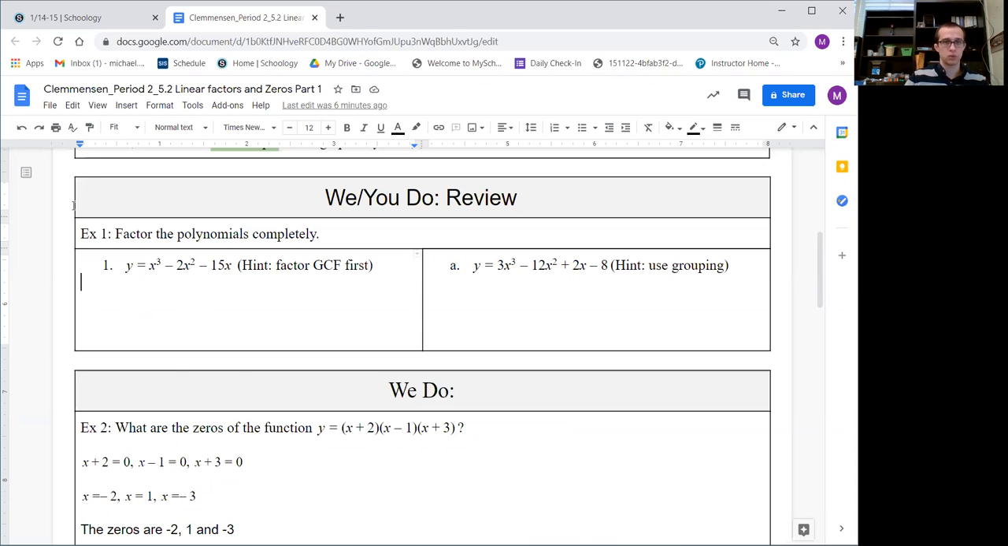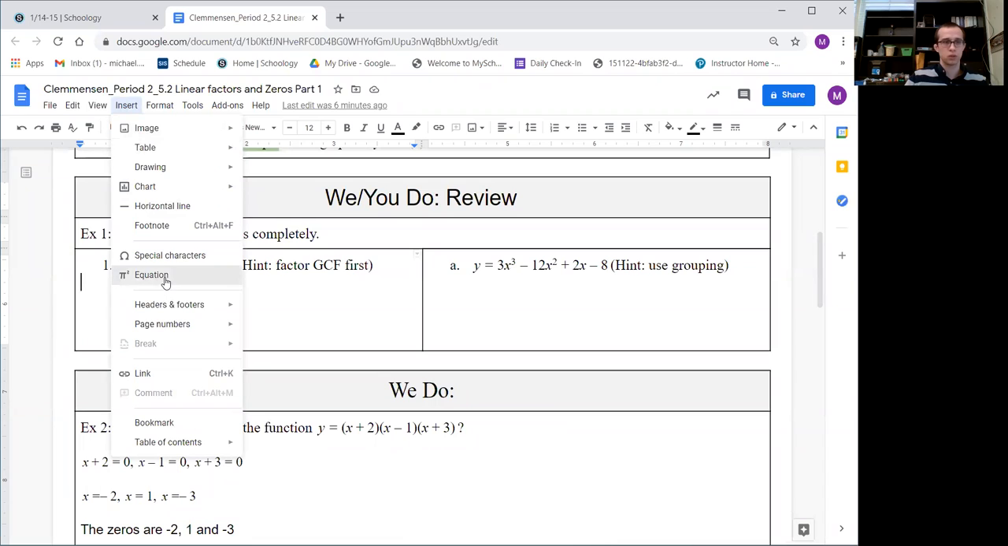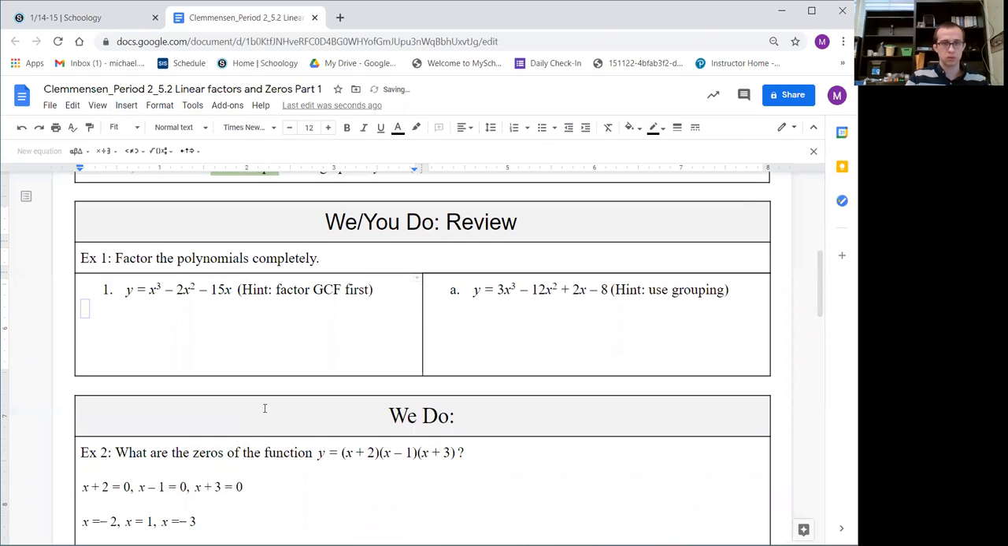Let's take that out. So I'm going to go up here, insert equation, so I get the nice little text boxes. I go y equals, I have my x out front. If I take out an x from here, I'm taking 1x away, so now I have an x squared minus 2x minus 15.